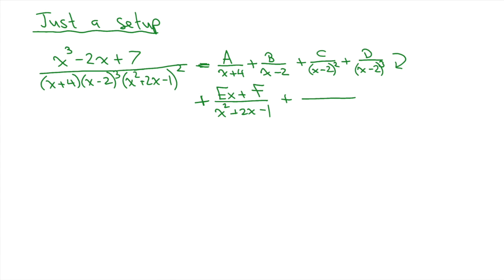one more. Well, no, bottom first. x squared plus 2x minus 1 squared. Then on top, G, x plus H. And that would be the setup of the partial decomposition of this problem.